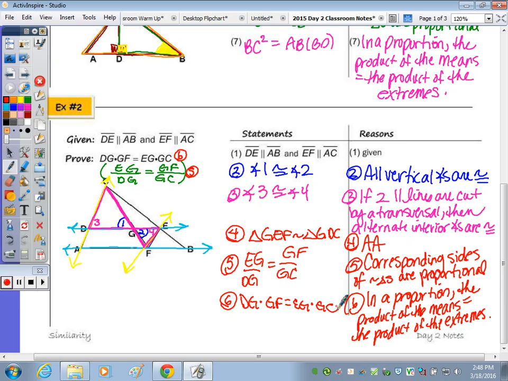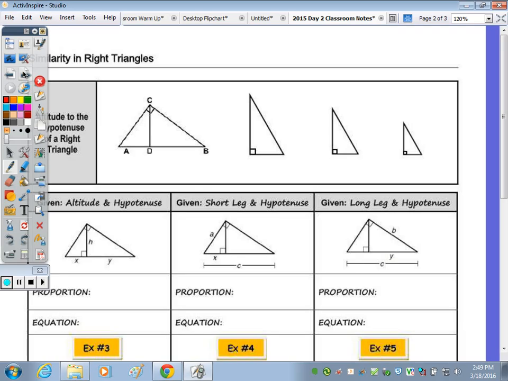And this is the last two-column proof type for the year. So we have congruency and similarity. So now we just need to practice, okay? If we turn in the back, we're going to look at similarities in right triangles.